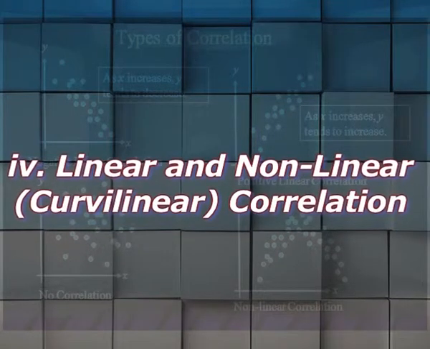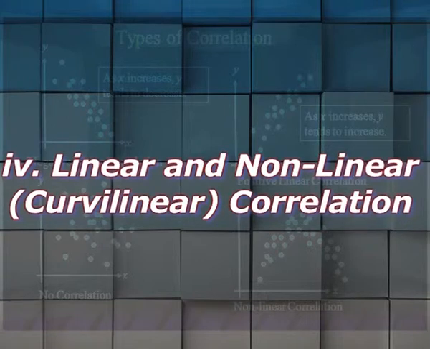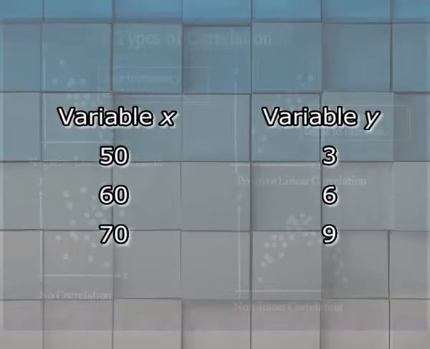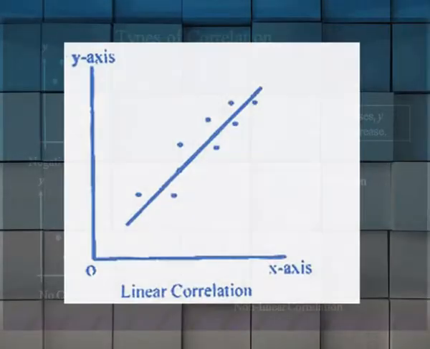Now let's come to the fourth one, linear and non-linear, that is curvilinear, correlation. Correlation is said to be linear if the amount of change in one variable tends to bear a constant ratio to the amount of change in the other variable. Consider the figures related to the following two variables, variable x and variable y. So we have these data with us. The ratio of change between the variables in the above example is the same. This is a linear correlation.